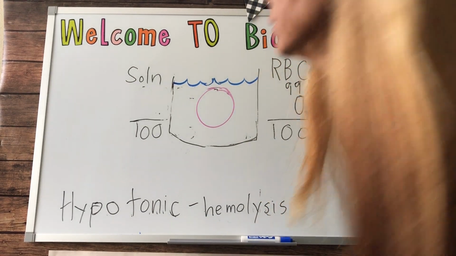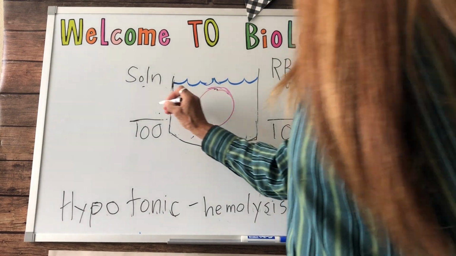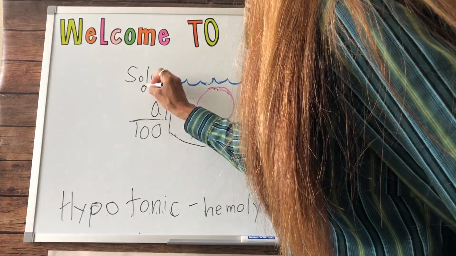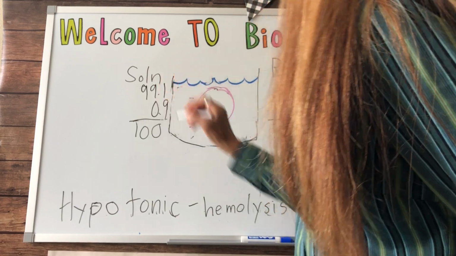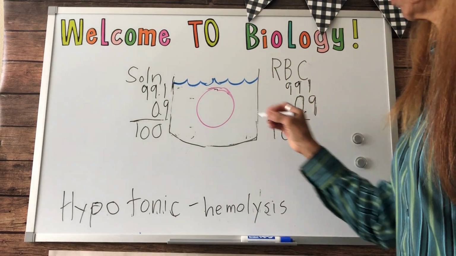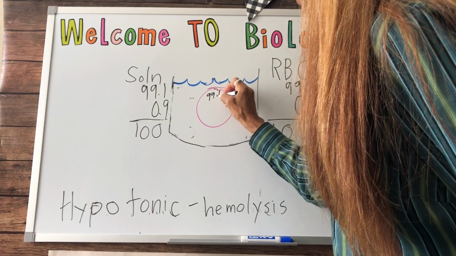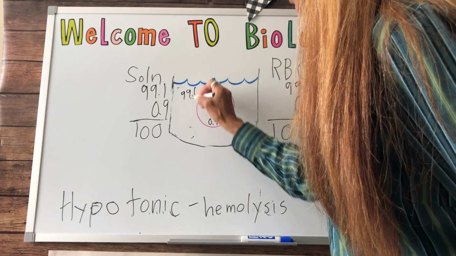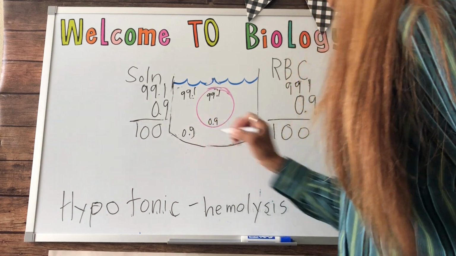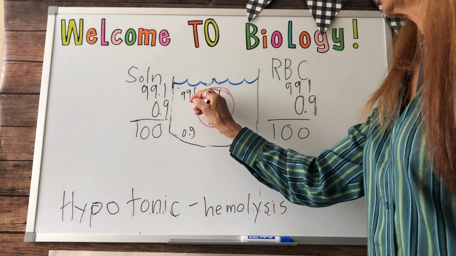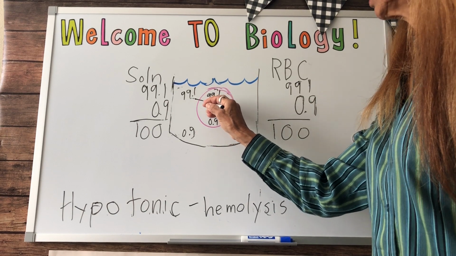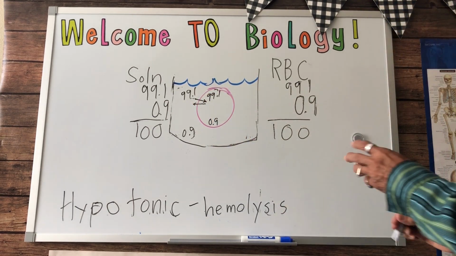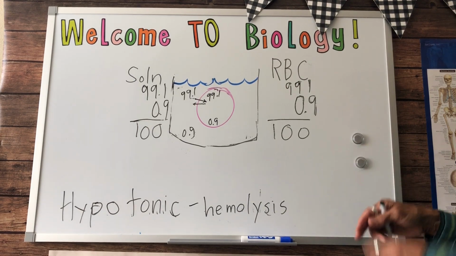I'm going to put it in a solution that is 0.9%, the same as this one. So my water concentration would be 99.1. Here it's 99.1. So now I have something that is the same on the inside as it is on the outside, in 0.9. So I would have molecules of water entering the cell, but I would have just as many molecules of water exiting the cell. So this is when the cells are in equilibrium.